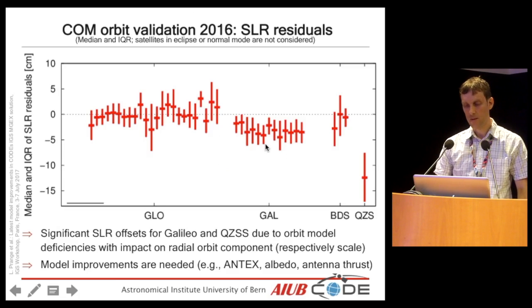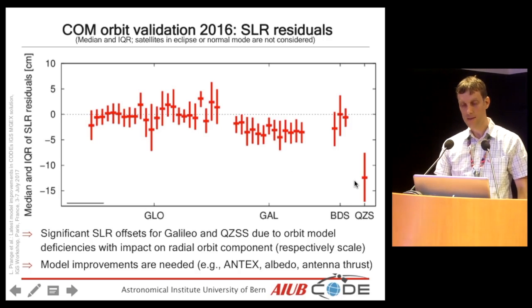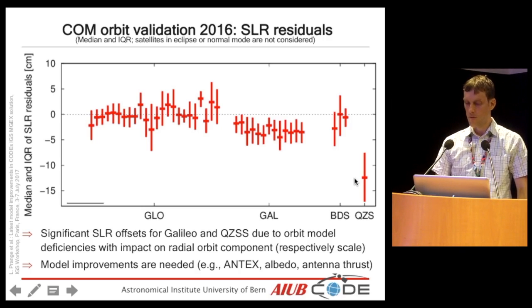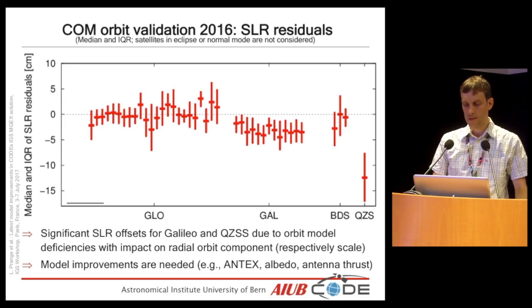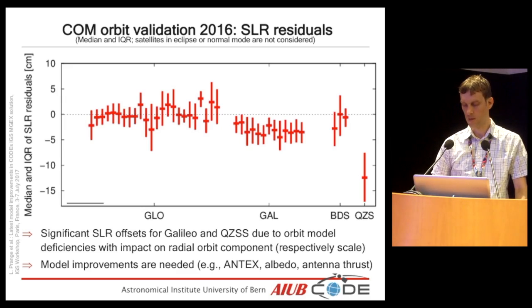There we see that especially for Galileo and QZSS, there are still very large offsets, and they indicate that we have some severe modeling problems, deficiencies in our orbit determination, which have impact on the radial orbit component or the orbit scale, and most likely they are related to missing albedo and antenna thrust modeling or insufficient antenna calibrations.